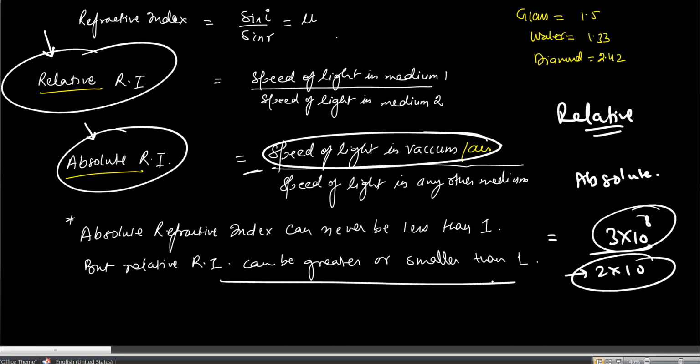Got it? Sir, if it is given as 1.33 or 1.45, it means generally it is the absolute refractive index. If it is more than 1, it is the absolute refractive index. Understood? Yes, sir. Okay.